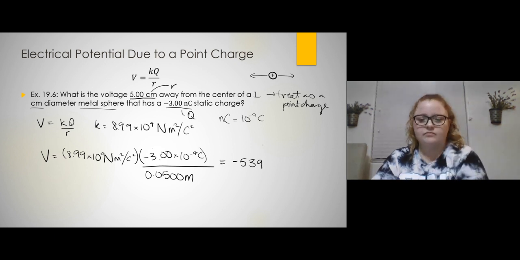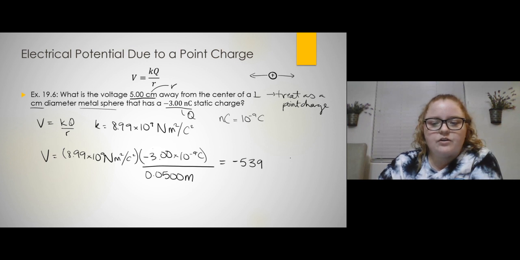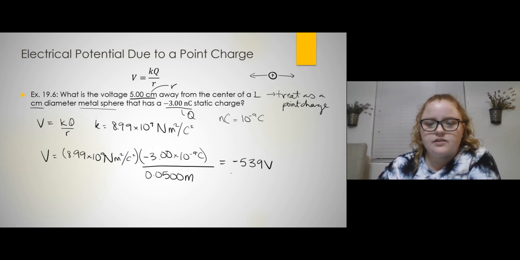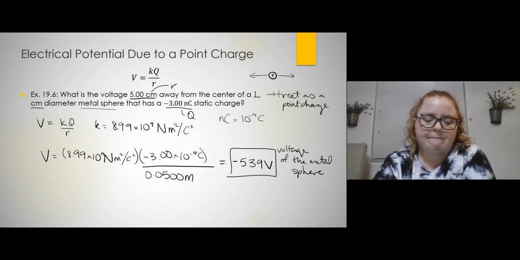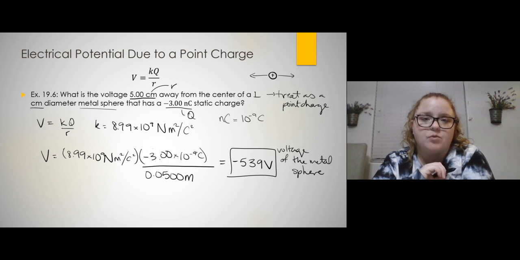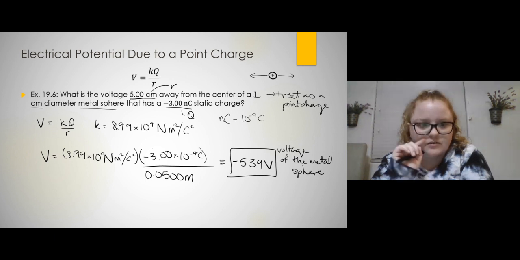negative 539. And this is our voltage, in volts, the voltage of the metal sphere. Note that I will tell you that it is a point charge when I want you to calculate it, or it'll be very obvious.